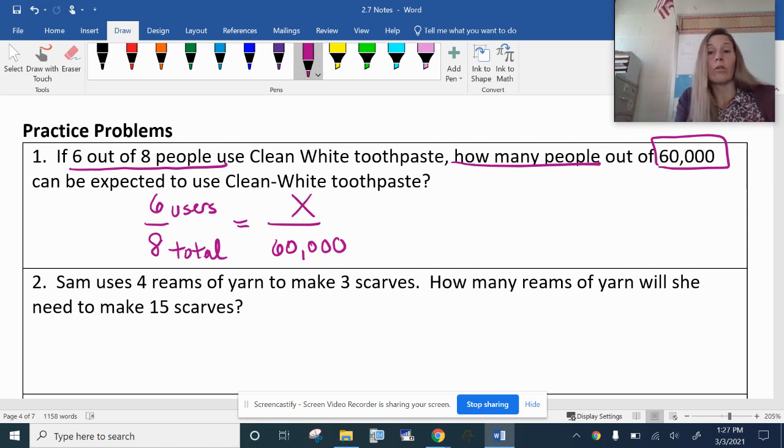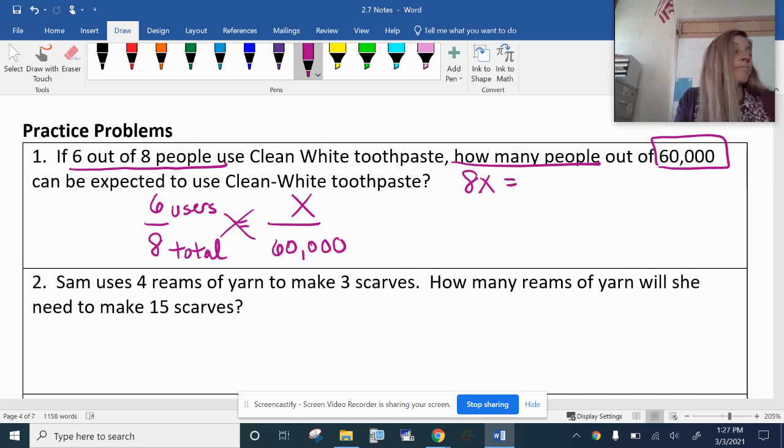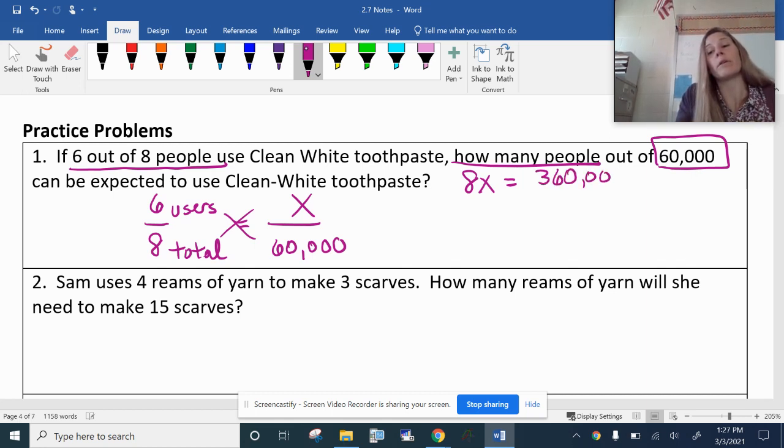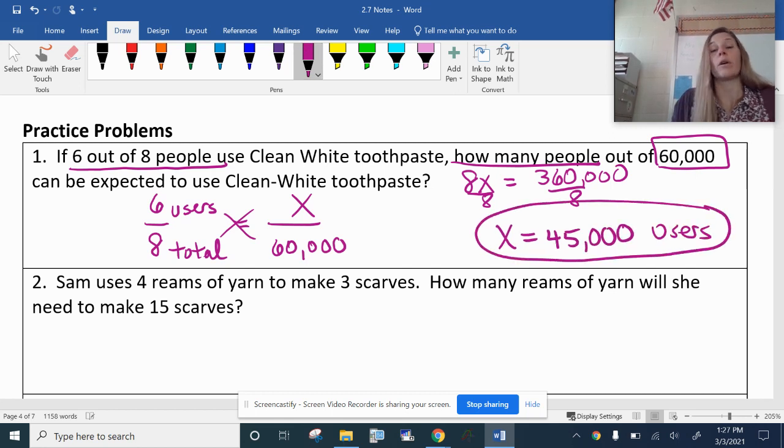So now we do our cross products. 8x equals 6 times 60,000, 360,000, and then we're just going to divide that by 8. And we end up with x equals 45,000. And this, I'm just going to say users of this particular product.